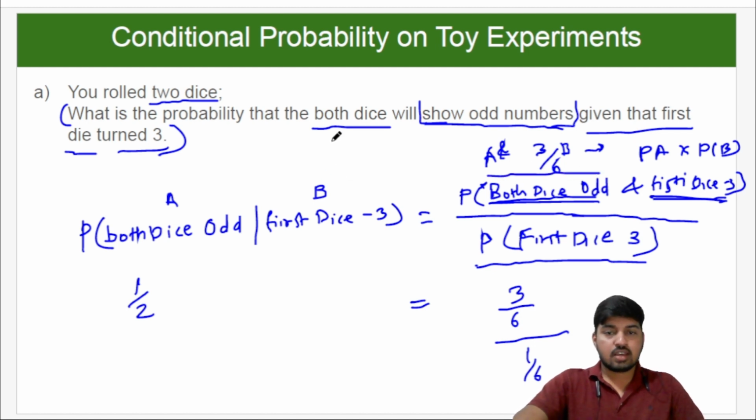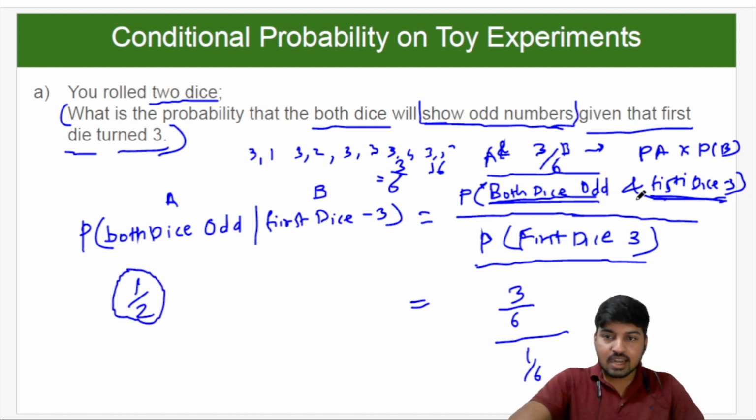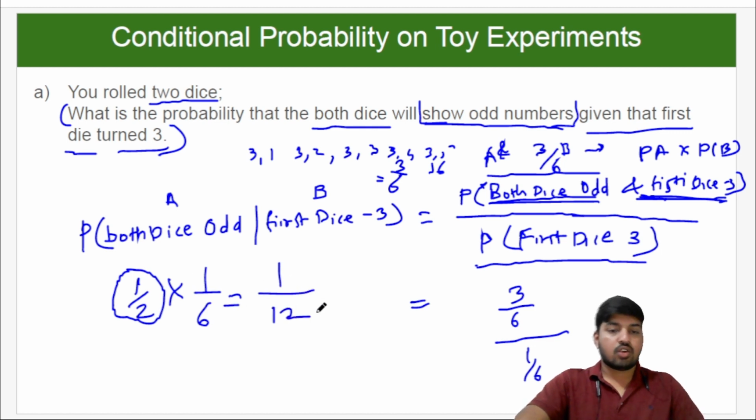Both dice odd: we calculated 3,1, 3,2, 3,3, 3,4, 3,5, 3,6. Total 6, out of that 3. That's why both dice odd is coming as 1 by 2. But the first dice being 3, that event should also happen, and that is 1 by 2 into 1 by 6, which comes together to 1 by 12, correct? So this step we have missed, calculating the AND part, okay?